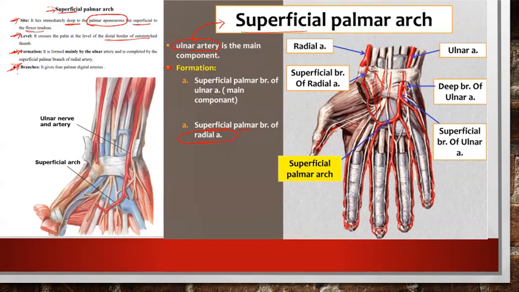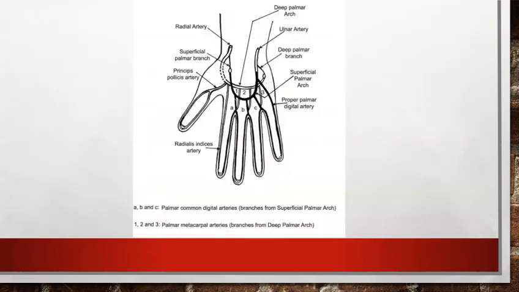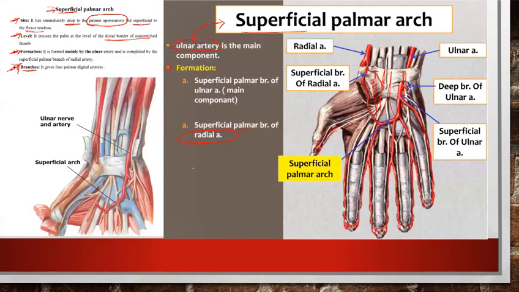The last point is the branches. The superficial palmar arch gives 4 palmar digital branches here. Letters A, B, and C are the palmar digital arteries, which are branches from the superficial palmar arch that go to the 4 medial digits. This is the superficial palmar arch.